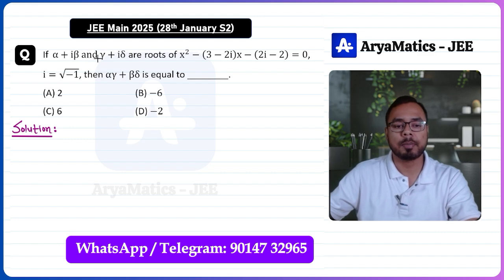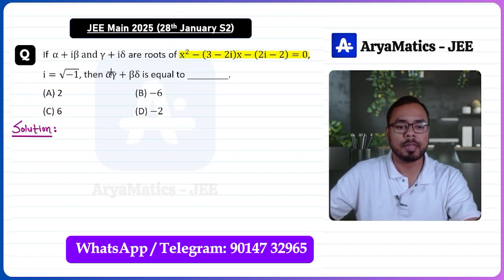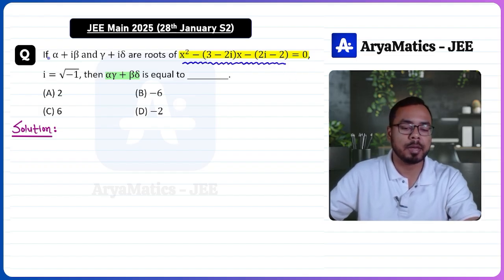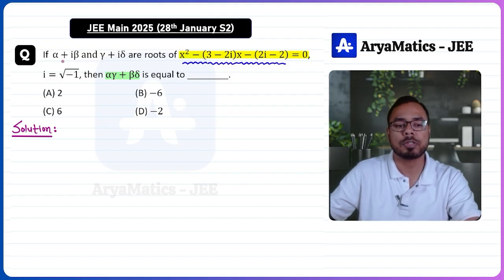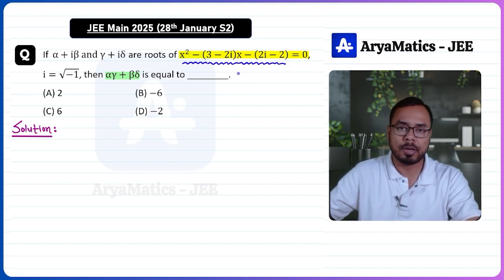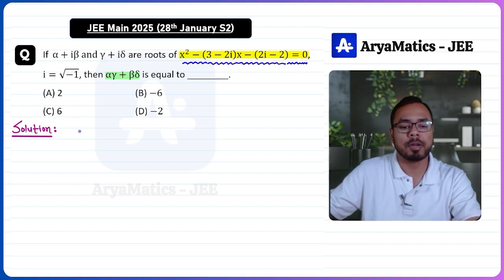If alpha plus iota beta and gamma plus iota delta are the roots of this quadratic equation, where iota is root over minus 1, then we need to find the value of alpha gamma plus beta delta. Now, the general method of solving this problem will be to find the roots of this quadratic equation using the quadratic formula. And then by comparing the real and imaginary parts of those roots, we can find the values of alpha, beta, gamma and delta. However, there is another interesting approach to solving this problem. But in order to solve using that approach, we have to know one simple concept from quadratic equations.